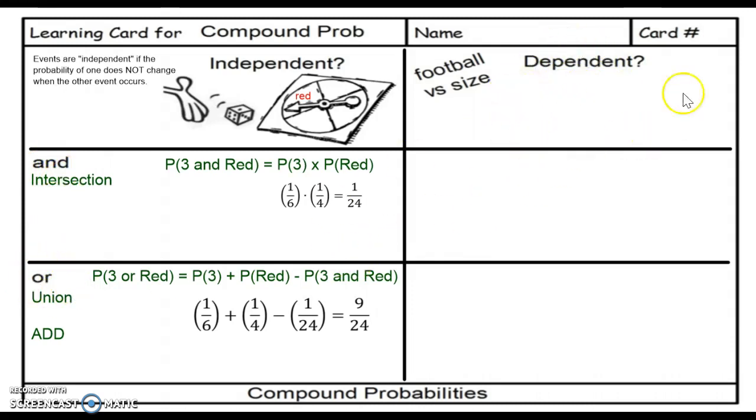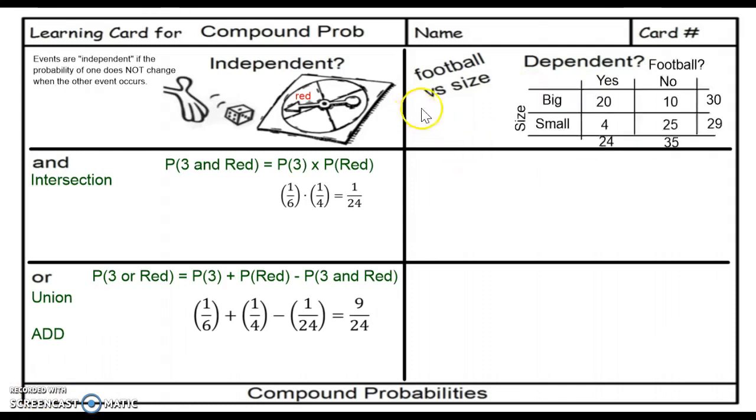Well, first of all, let's set up a scenario. So in this scenario, let's go ahead and compare playing football versus size. So I've got a little two-way table here, a little contingency table, and we're just going to classify people as big and small. Yes, they are playing football, or no, they are not playing football. Don't read into this. We just need an example, and this is the example we're going to use.